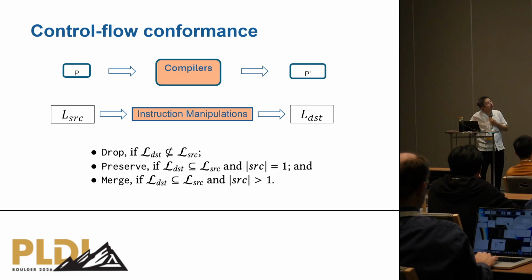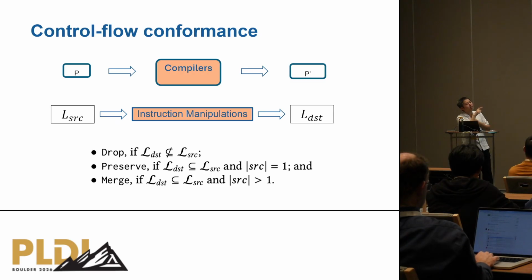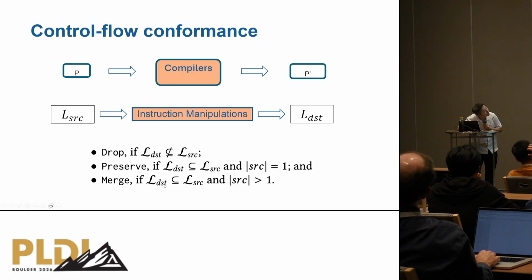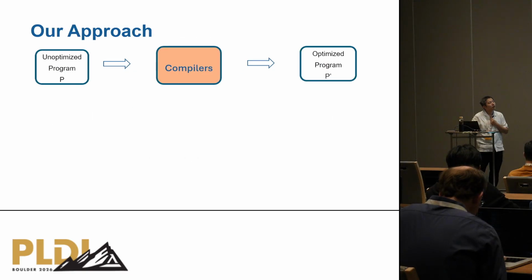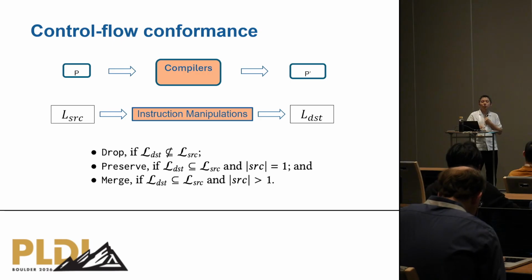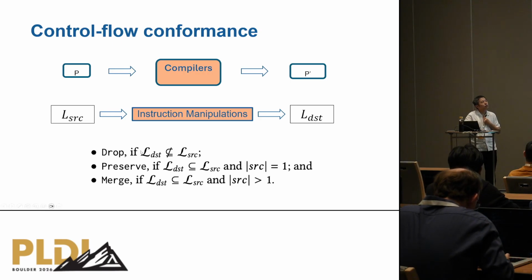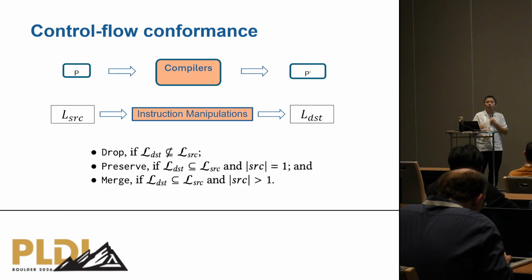For example, the dropping rule is that if the debug location set in the optimized program is not a subset of the debug location set of the original instruction, then we need to drop the instruction. Because it's not a subset, it implies that in the optimized program, it may be possible to stop at some locations that are not observable in the original program. So in order to preserve correctness, the compiler should drop the debugging information for this instruction.